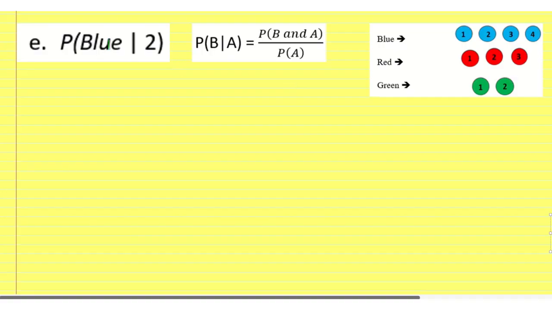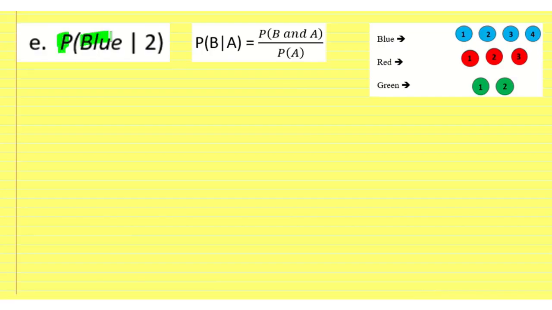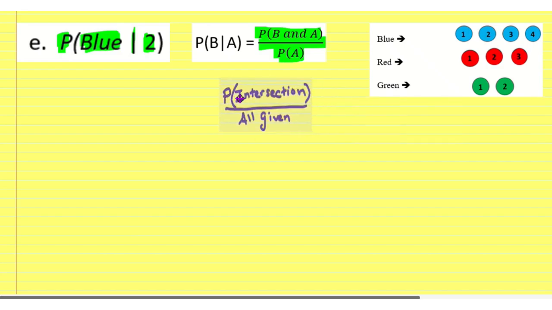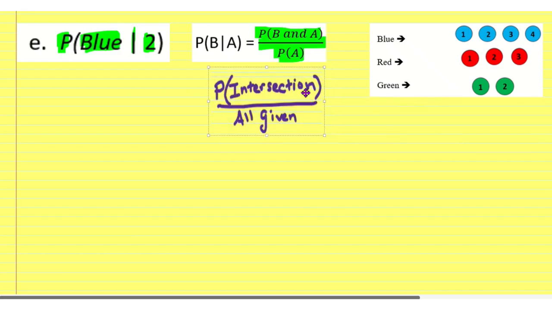Well, now it's going to get interesting. They want us to find the probability that you're going to draw a blue marble given that it has a 2 on it. The formal equation is the probability of B and A divided by the probability of A. Another way to think about that is the probability of the intersection of B and A, the first event and the second event, all divided by all of the given.